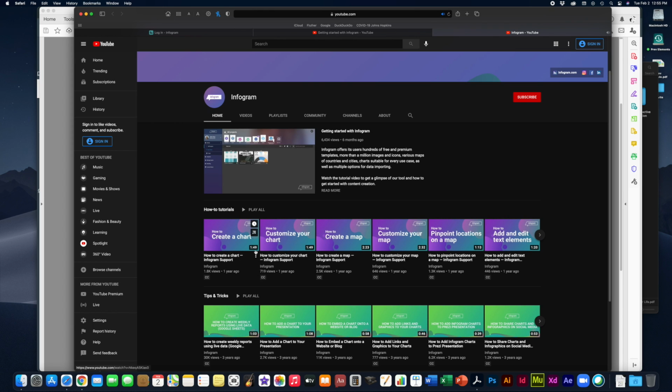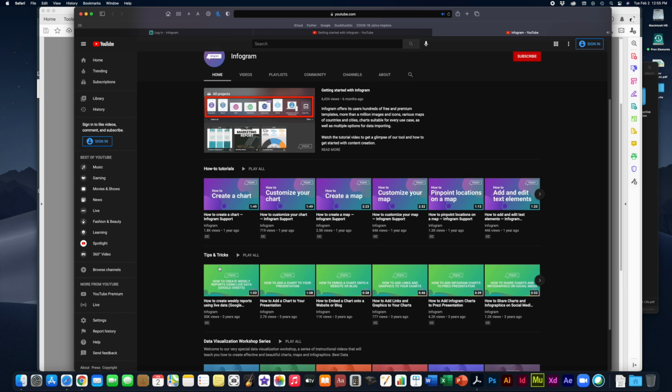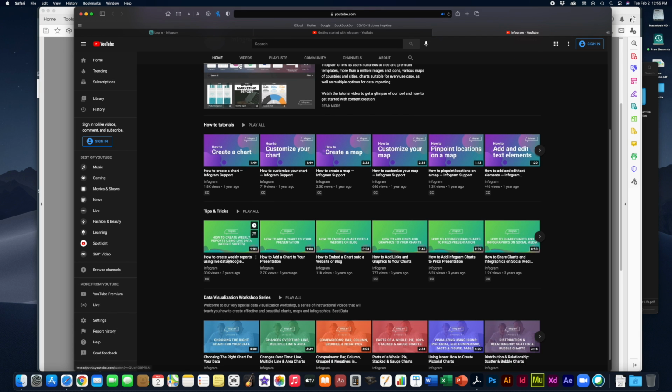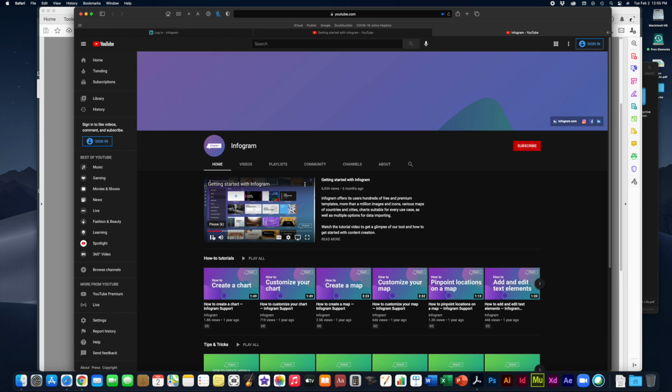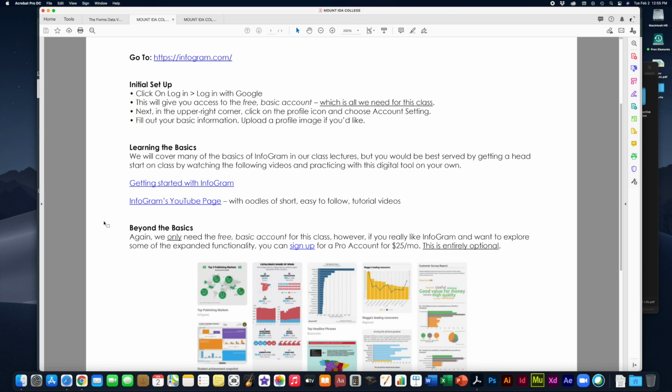And they're all short. They're all a couple of minutes each, so it won't take you long to get through the basics. Then you can move down to tips and tricks if you want to learn a little bit more, and basically go as deep into it as you would like. At minimum, cover the basic how-to tutorials. And of course, this Getting Started one, okay?